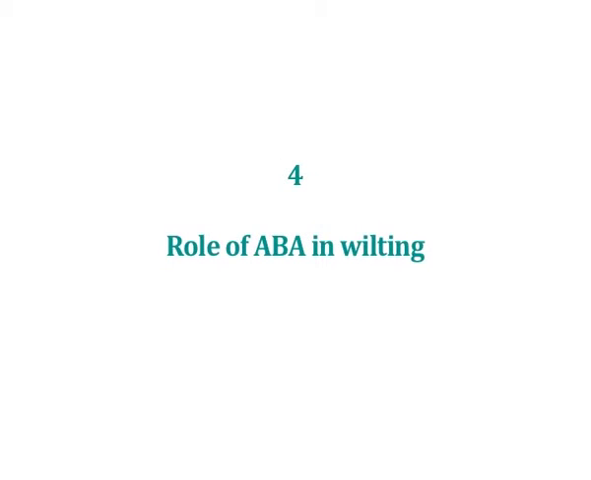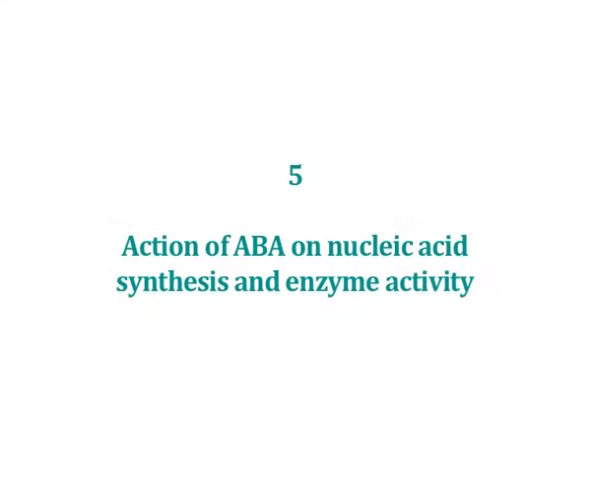The next mode is the role of ABA in wilting. The level of abscisic acid or ABA generally increases in plants during wilting, and it leads to reduced growth of plants during drought. The extra increase in level of ABA is brought about by synthesis rather than release from a precursor. The next one is the action of ABA on nucleic acid synthesis and enzyme activity.